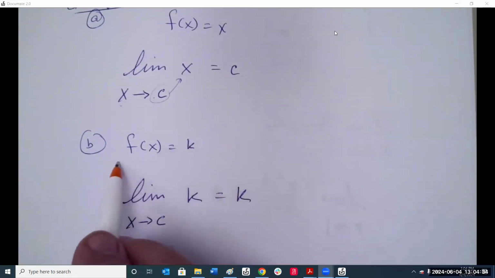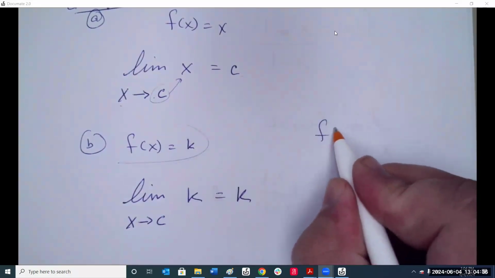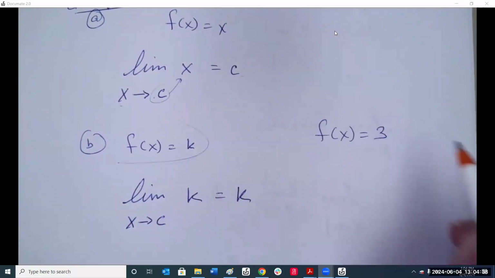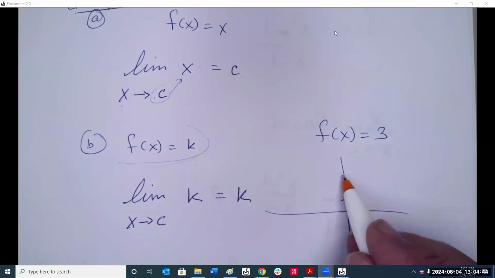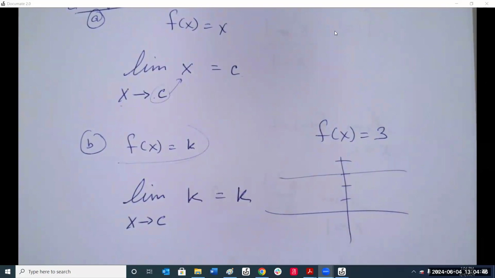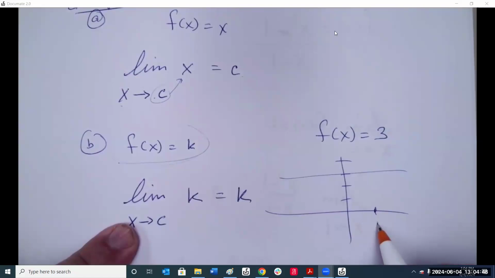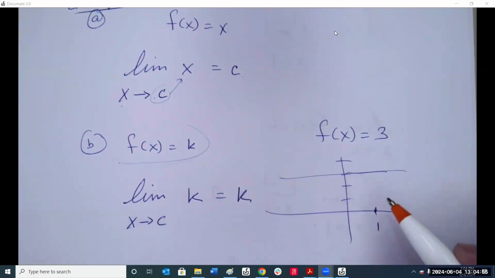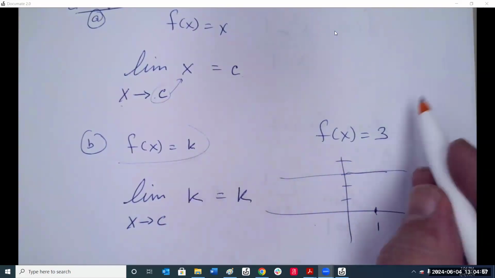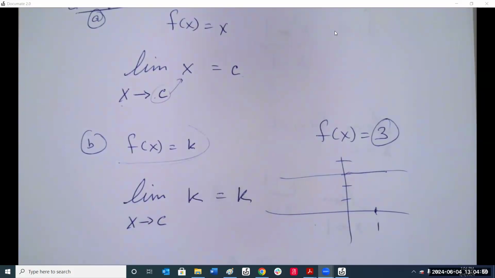What does the graph of this one look like? So if f of x equals 3, what does the graph look like? Yeah, it should be a horizontal line at 3, exactly. It'll be a horizontal line. So no matter what x I pick, as I get closer to it, it's always going to equal 3. So if you have a constant function, the limit will always be that constant.